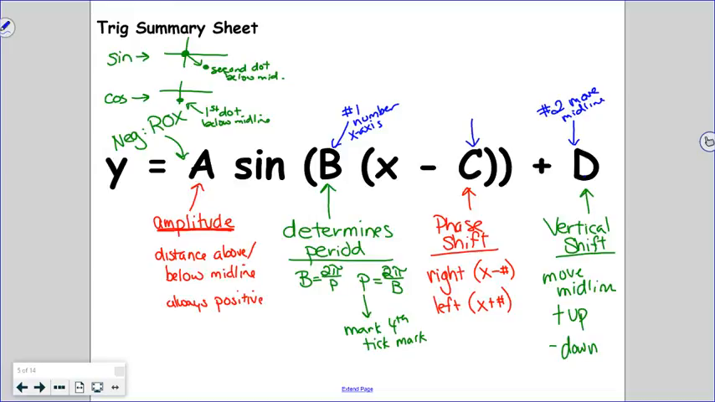Then after I've got my midline and all my numbering done, I would then start actually graphing my first dot using letter C. So the third thing I'm going to look at is letter C, and I use that to graph my first dot.